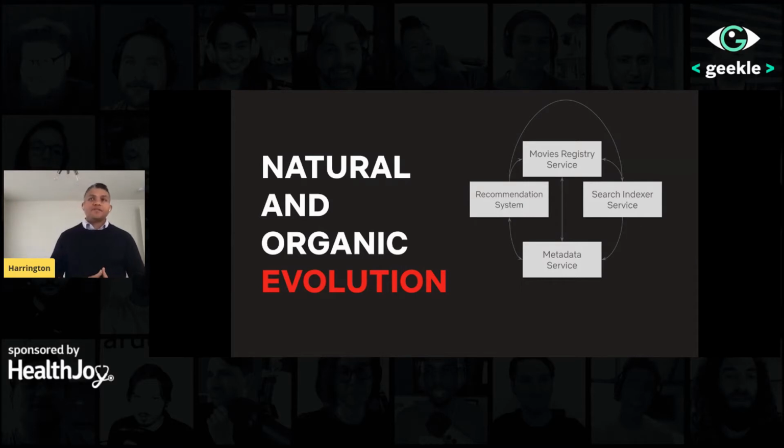Now, a recommendation system shows up and it's in the same boat as the other ones. It's constantly pulling information from the metadata service and from the movie register service in order to crunch some recommendations. And it's probably going to also write to or communicate with the search indexer service to post the recommendations for search purposes as well.